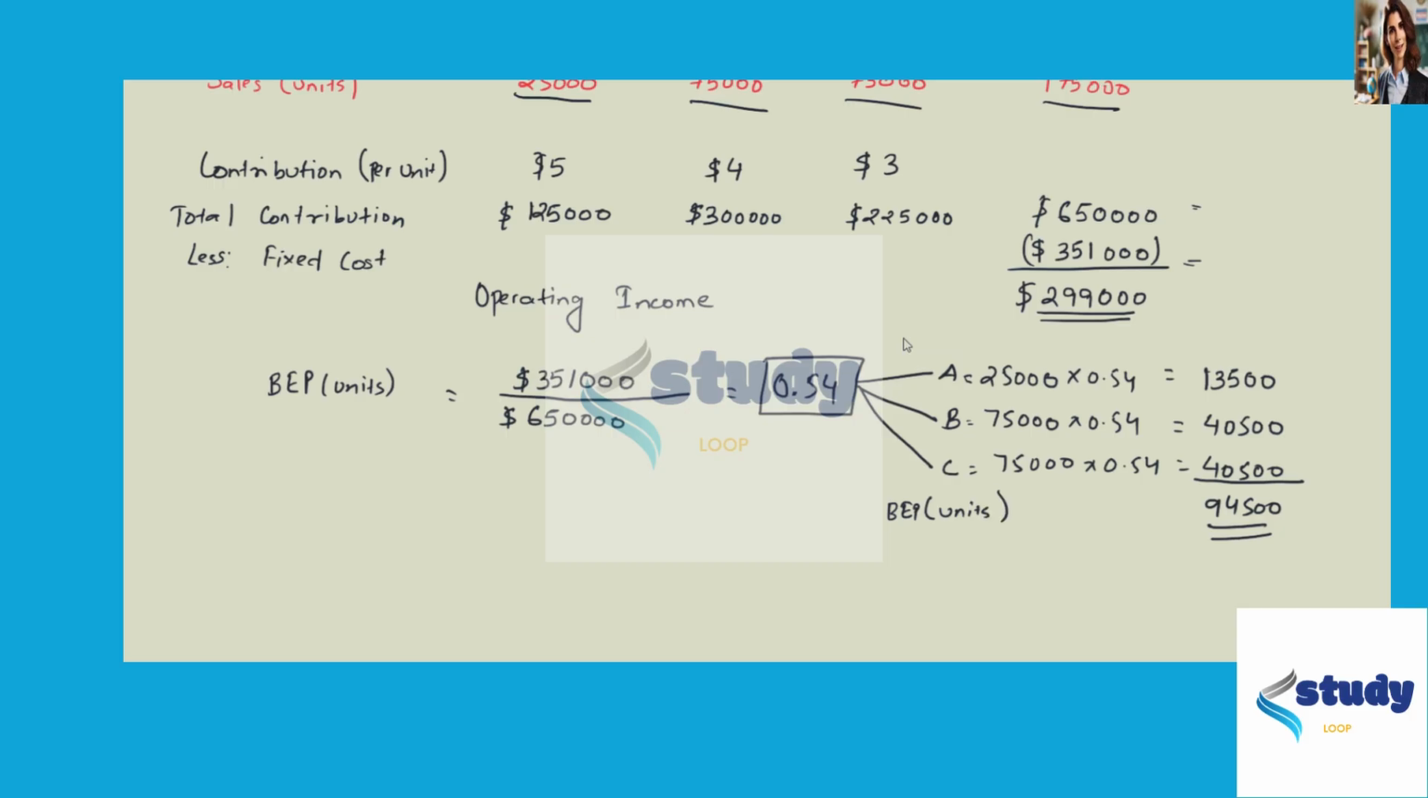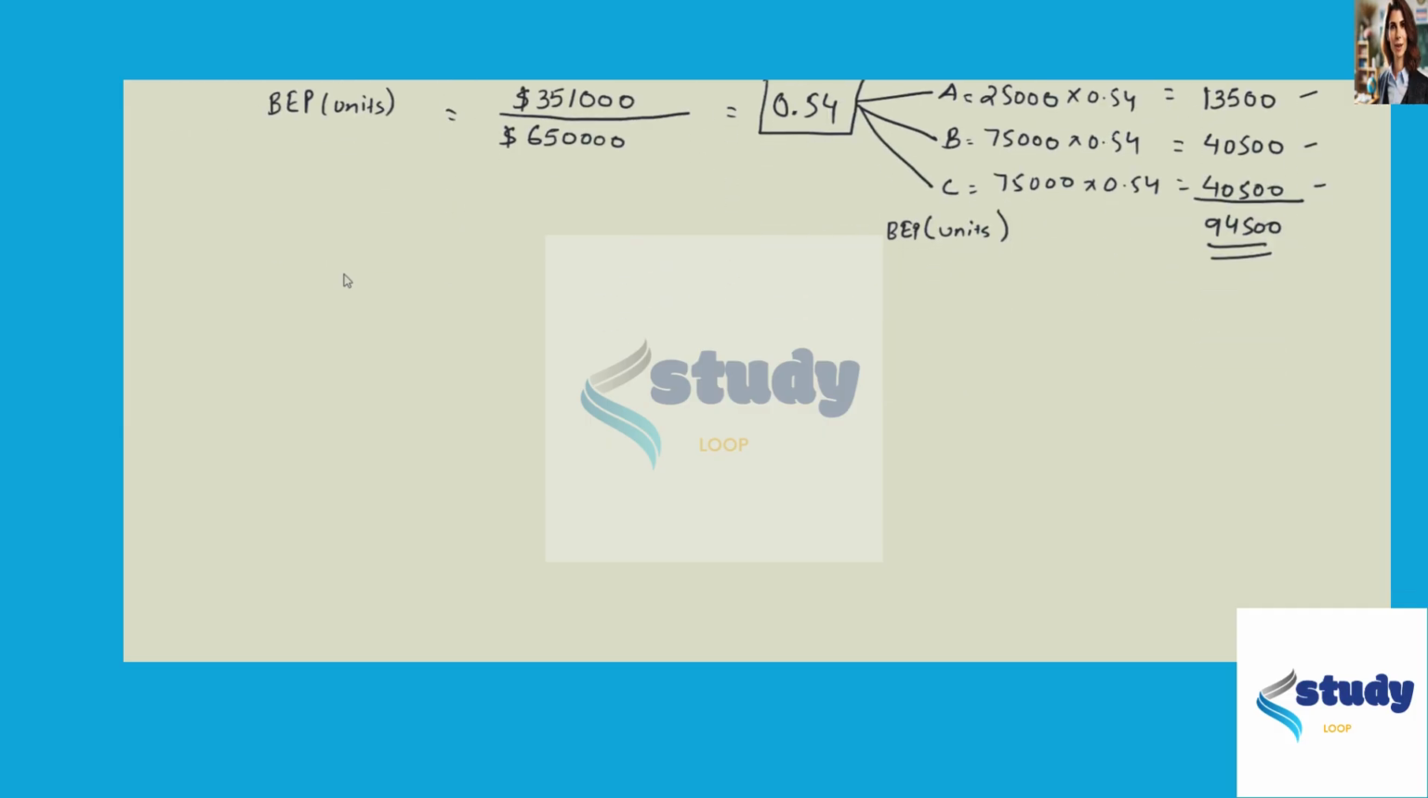So in total, if we will be selling 94,500 units, and the proportion will be 13,500 of A, 40,500 of B, and 40,500 of C. So in this sales proportion also we will be having our break even units. And the question has also asked about operating income that we have already calculated. It is $299,000. So what we will do, we will be moving to the next part of the question, that is question number 4.